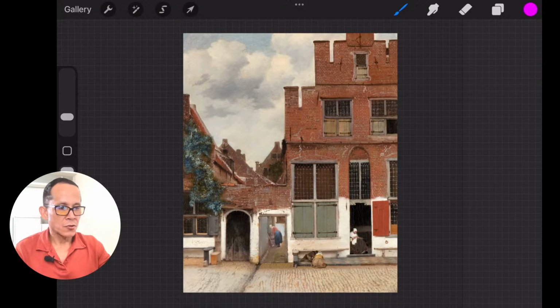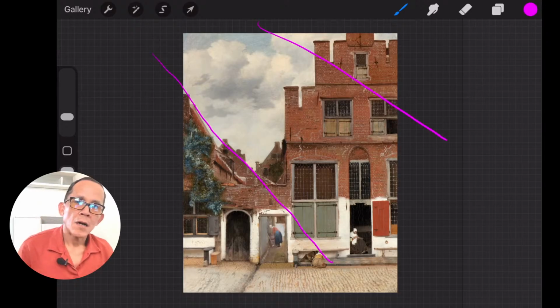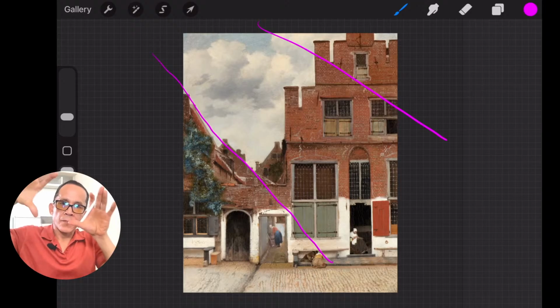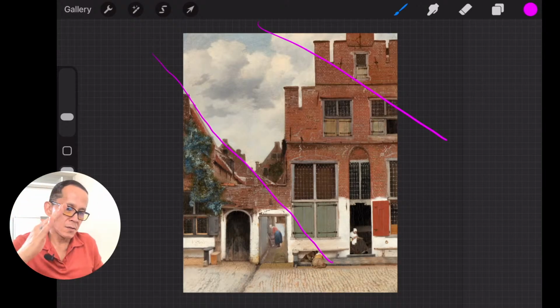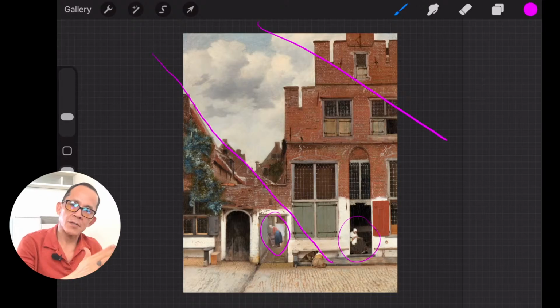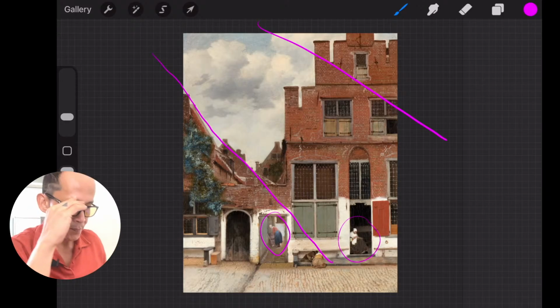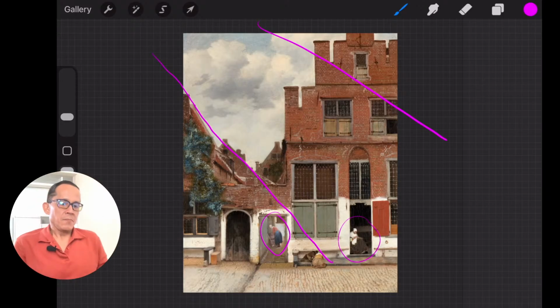Remember we talked about the triangle. What Vermeer saw was the light coming at an angle, illuminating figures. And metaphorically, what he saw was the light of God.